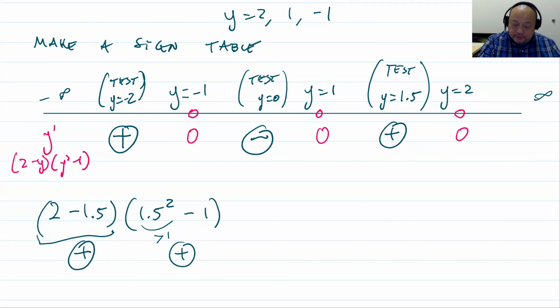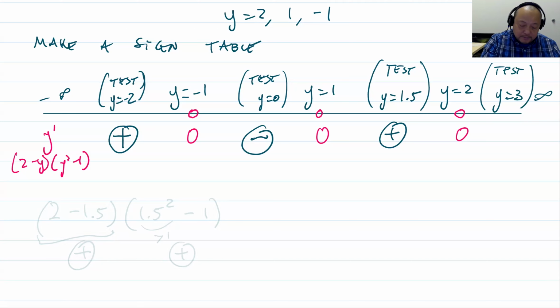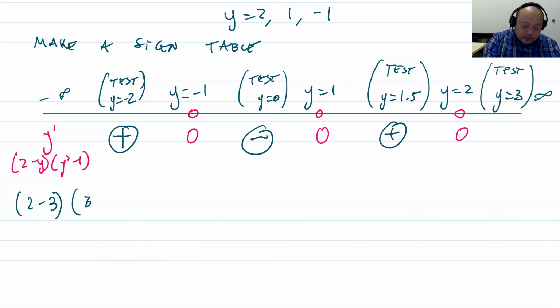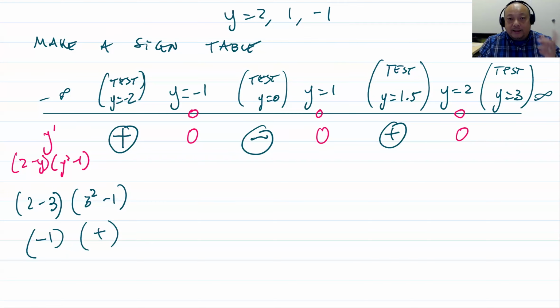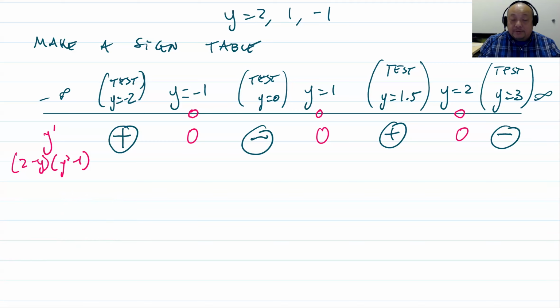And finally, for this interval, I'm going to test something like y equals 3. Then what do I have? I have (2 minus 3) times (3 squared minus 1). This is negative 1, and this is some positive number. Negative 1 times a positive number makes a negative number. It's negative here. I have all the signs.